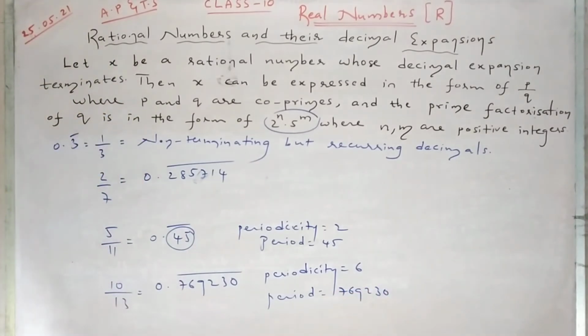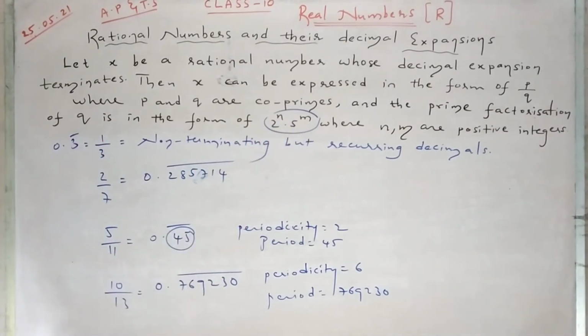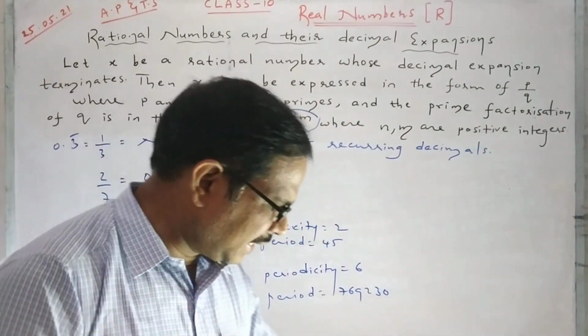So immediately we can say that the denominator of the fraction has primes other than 2 and 5. That is called non-terminating but recurring, meaning repeating decimals. Right? Hope it is clear. Thank you.